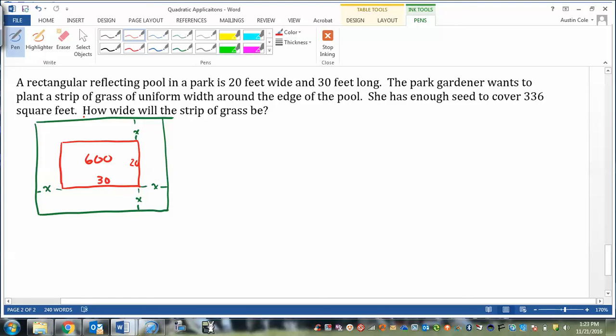So what's the area of the whole entire thing? It would be 936. Follow me there? I know the area of the pool, 600. I know the area of the grass, 336. Well, the area of the whole thing would be 936. Okay? So I know the area of the whole entire thing is going to be equal to 936.